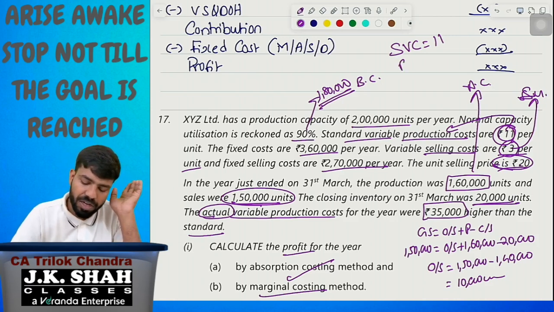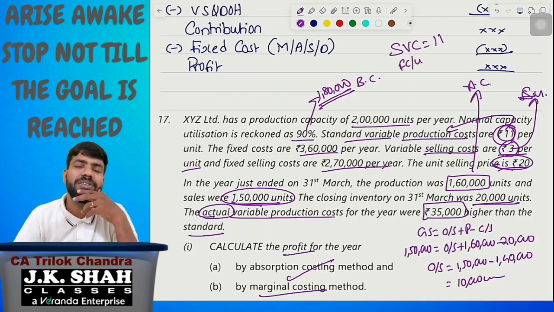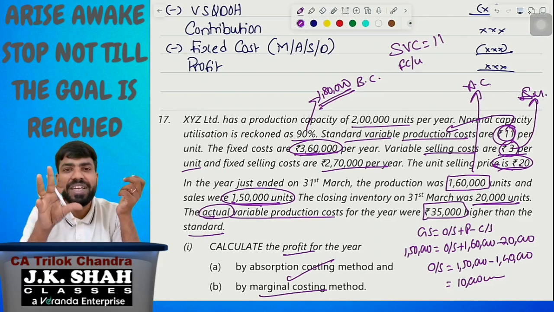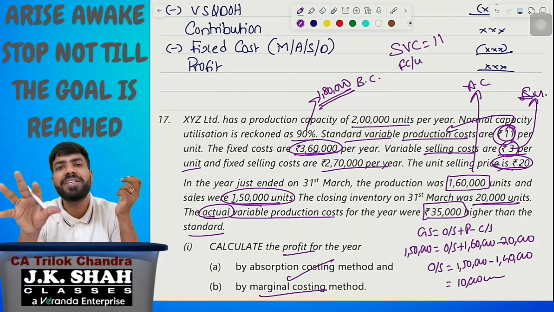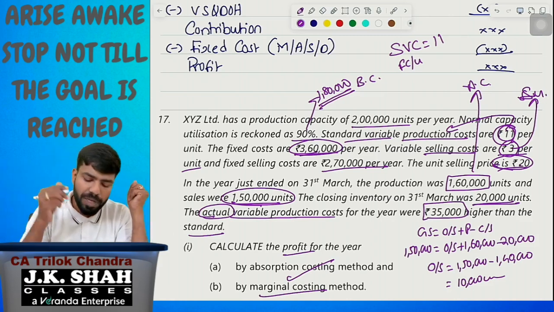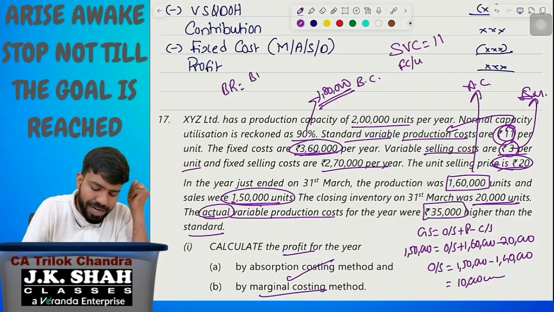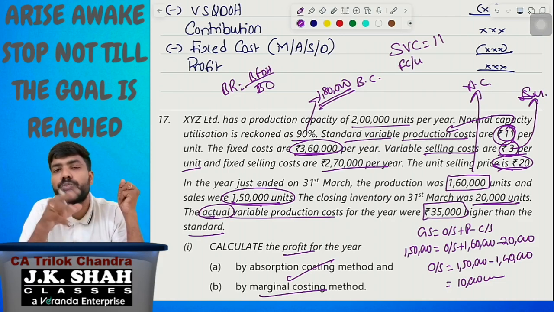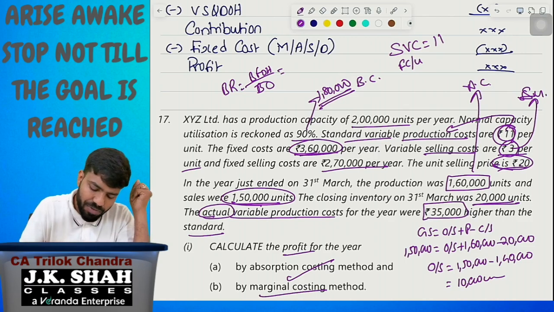Now fixed cost. We need to calculate fixed cost per unit. How to calculate fixed cost per unit? Listen to me carefully. Total fixed cost is 3,60,000. We are under the absorption costing system. Fixed manufacturing cost has to be absorbed. How to absorb? Using budgeted rate. Budgeted rate equals budgeted fixed overhead divided by budgeted output. In this question, we are going to take the budgeted output as the base to absorb the fixed overheads. So budgeted fixed overheads of 3,60,000 divided by budgeted output of 1,80,000 equals 2 rupees per unit.